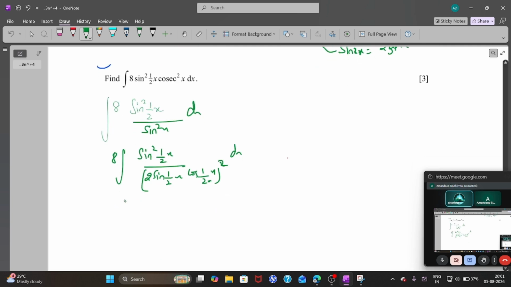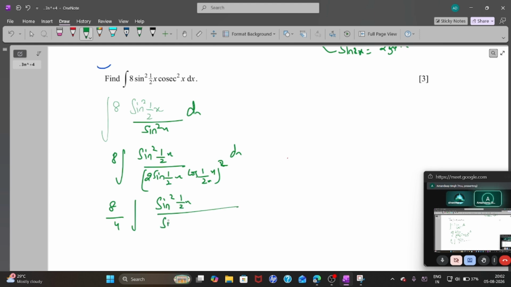So it is equal to 8 divided by 4 because I took 2 out of the square, right? And it is sine square half x divided by sine square half x, and it is secant square half x because for cos square half x I can write 1 upon secant square half x, isn't it? So sine square half x and sine square half x will get cancelled.